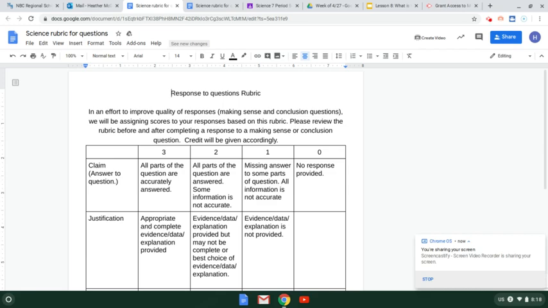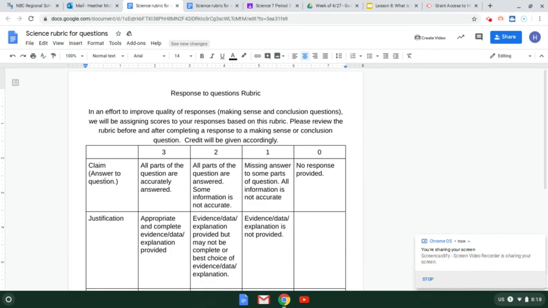Okay, so here is the rubric that we're going to be using from this point forward throughout the fourth marking period for the making sense questions. In an effort to improve the quality of the responses and giving us some idea of your understanding, you're going to be using this rubric, okay? So when you're answering any making sense question, you want to make sure that you're using this rubric to make sure that you're giving all the information you need to get the grade that you want.